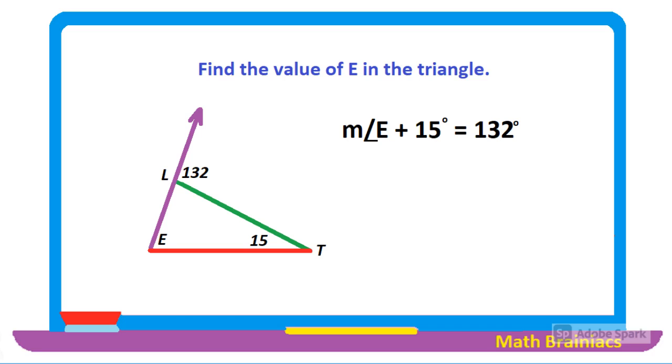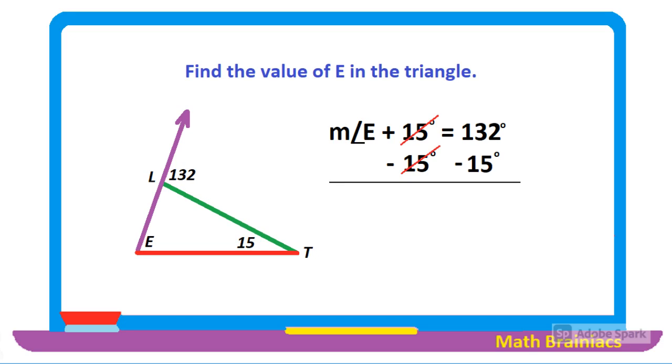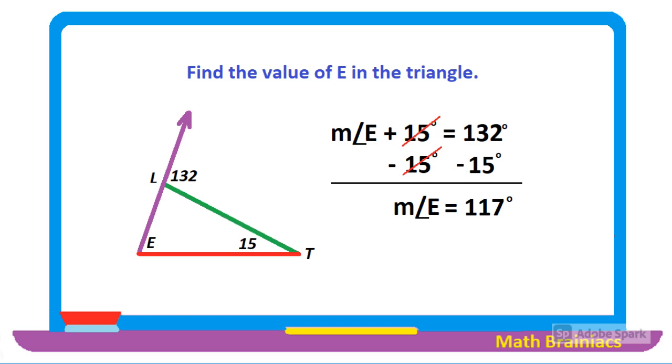Substituting the given values in the equation, it will give us the measure of angle E plus 15 degrees is equal to 132 degrees. To solve for the measure of angle E, we are going to subtract 15 degrees from both sides of the equation, and we can cancel out the 15 degrees on the left side. Correspondingly, we can subtract the 15 degrees from 132 degrees. On that account, the measure of angle E is equal to 117 degrees.